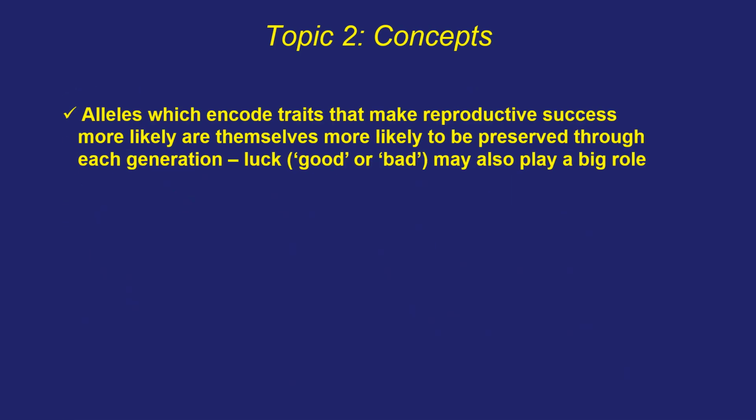This next concept is so important, I've put it in yellow. Alleles which encode traits that make reproductive success more likely are themselves more likely to be preserved through each generation. But luck, good or bad, may also play a big role. So this here just kind of sums up what we've been talking about.